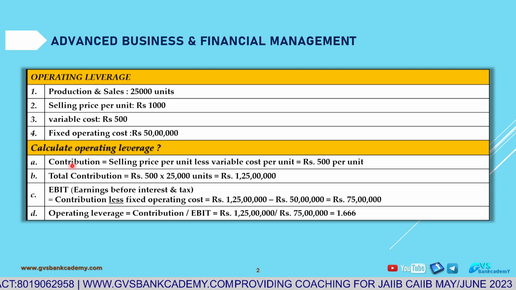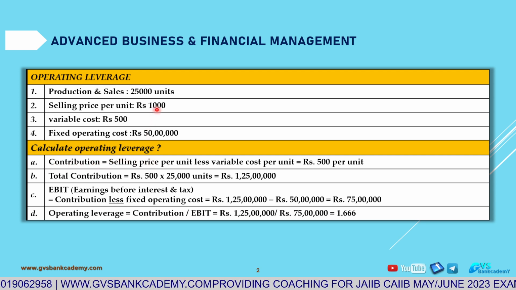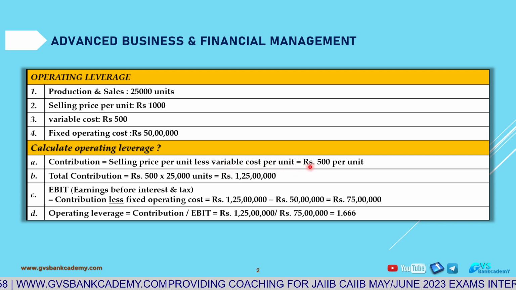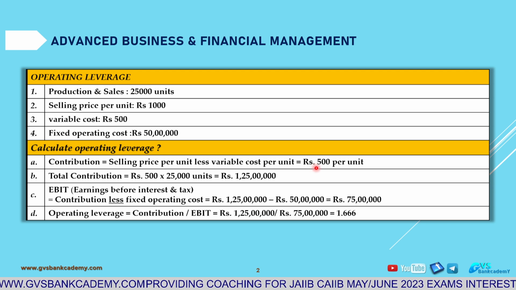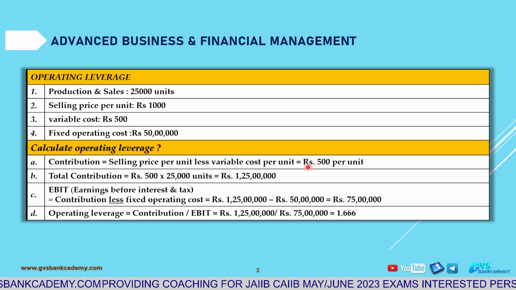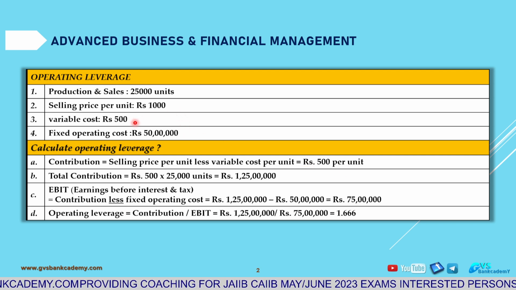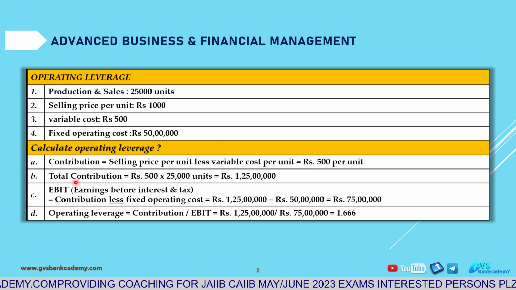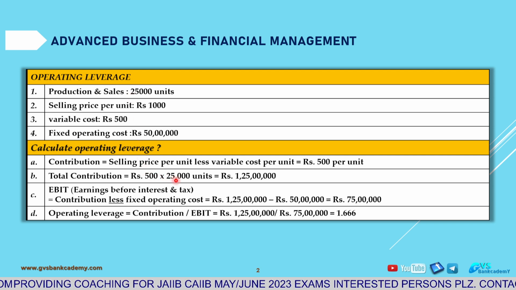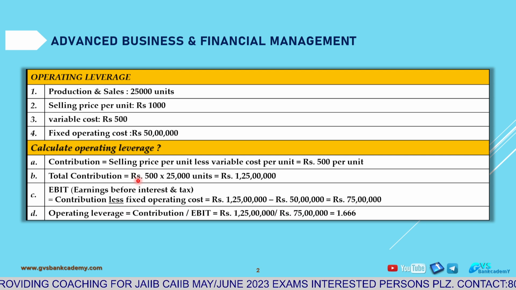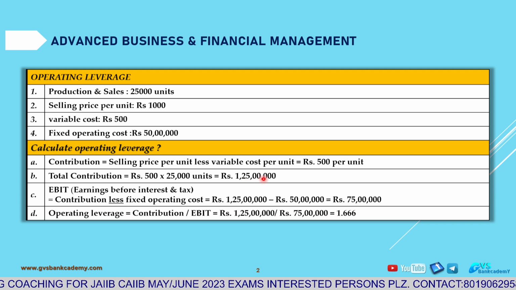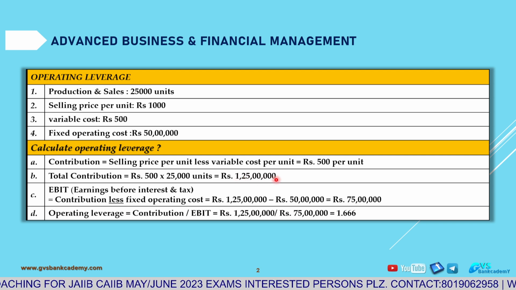First you have to calculate contribution. Selling price per unit 1,000 rupees minus variable cost per unit 500, so contribution is 500 rupees per unit. Total contribution is equal to 25,000 into 500, total units into contribution per unit. So total contribution is 1 crore 25 lakhs.